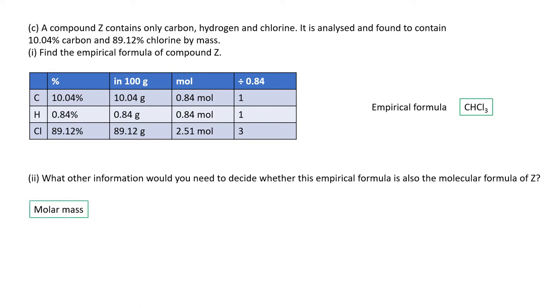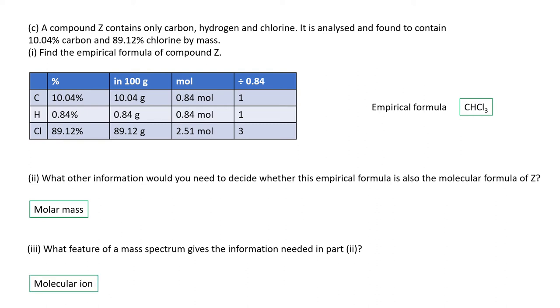Now you can get the molar mass via wet chemistry means, or you can hopefully get it from a mass spectrum. If on that mass spectrum you have the molecular ion, that would be the most right-hand peak, the highest m/z. Sometimes you don't see the molecular ion, but if you do, it's very nice because it immediately tells you what the molar mass is.